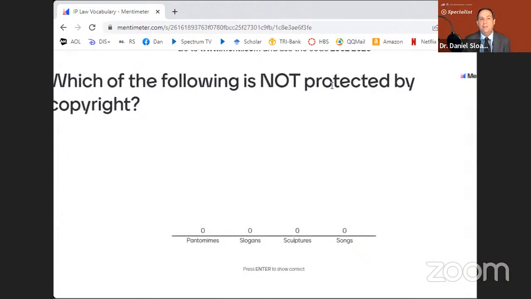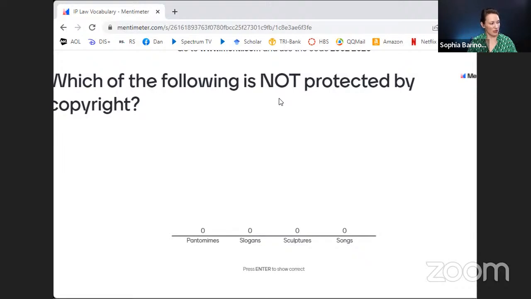So which of the following is not protected by a copyright? Try this again. Which of the following is not protected? And while we're waiting for the answers, we have again the questions.